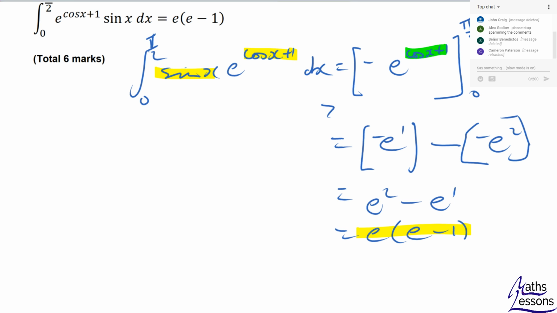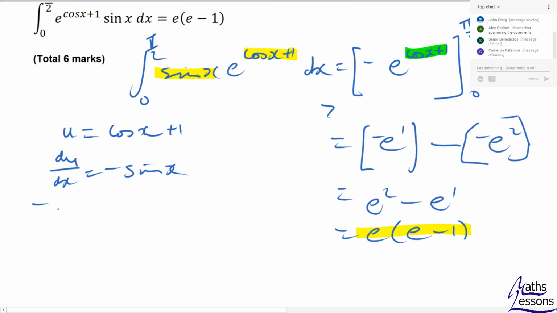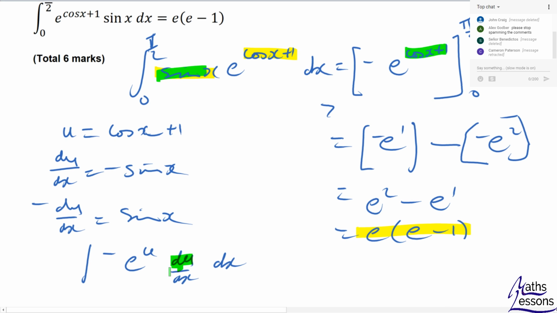I'll just do the substitution bit just in case you want to see how to do that. So we're going to let u equal cos x plus 1. So du by dx equals minus sine x. So therefore, minus du by dx is equal to sine x. So if we now substitute that in, we're going to get the integral of minus e to the u du by dx, because I've replaced the sine x with minus du by dx.